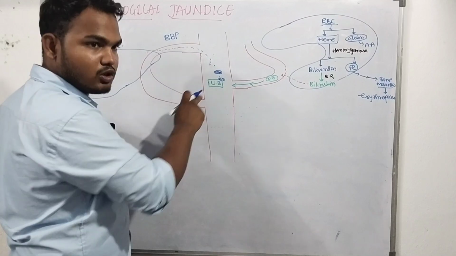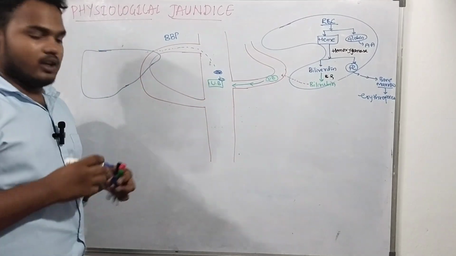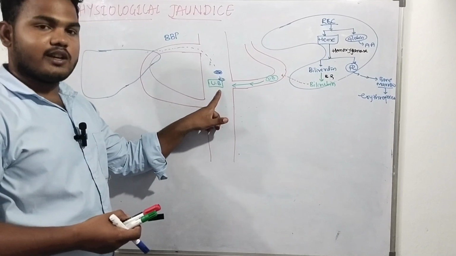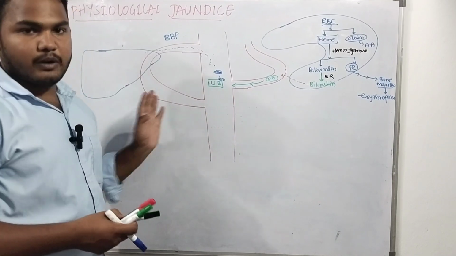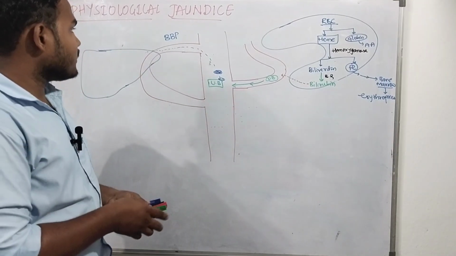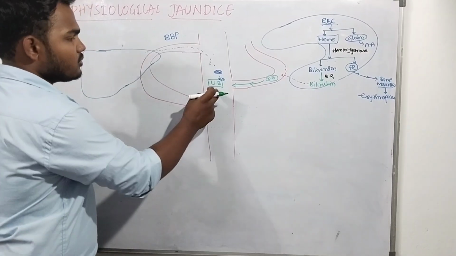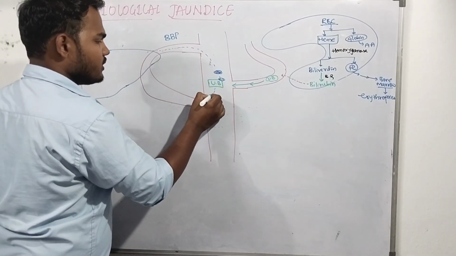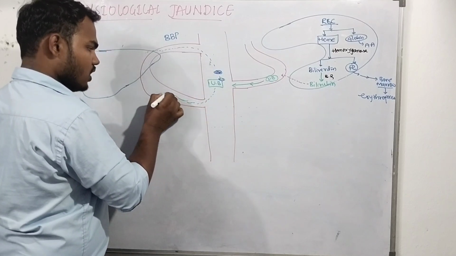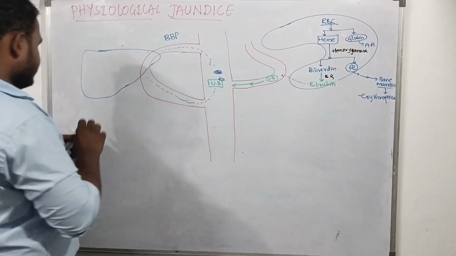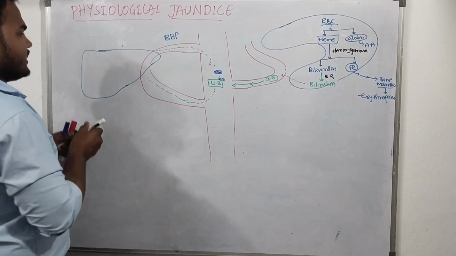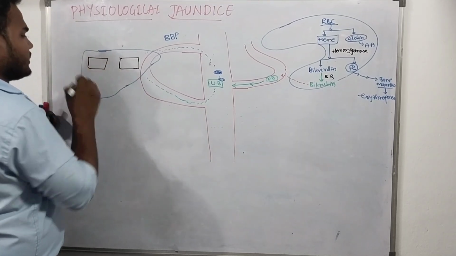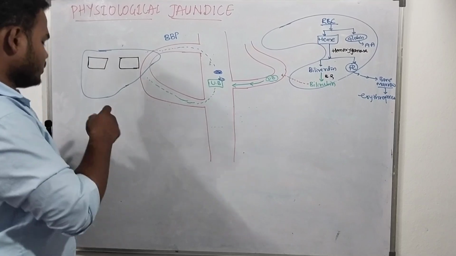Now this unconjugated bilirubin is more soluble in the hepatocyte. The main reason for the bilirubin binding protein is to make the unconjugated bilirubin more soluble in the hepatocytes. Now this bilirubin is soluble in the hepatocyte. Let me draw the hepatocytes. There are many hepatocytes, but hypothetically you see two hepatocytes here.